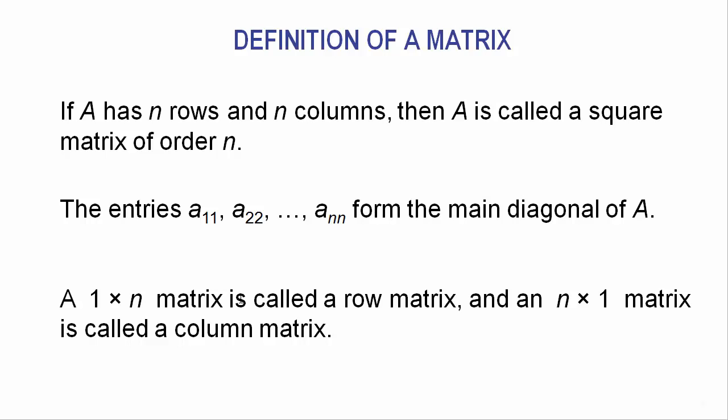If A is a 1 by n matrix, it's called a row matrix because it just has one row, and n is how many columns it has. And then if it has n number of rows and then a 1, like a 5 by 1 or a 6 by 1 or a 2 by 1, that's called a column matrix because it's just one column, right? It's so many rows by one column.